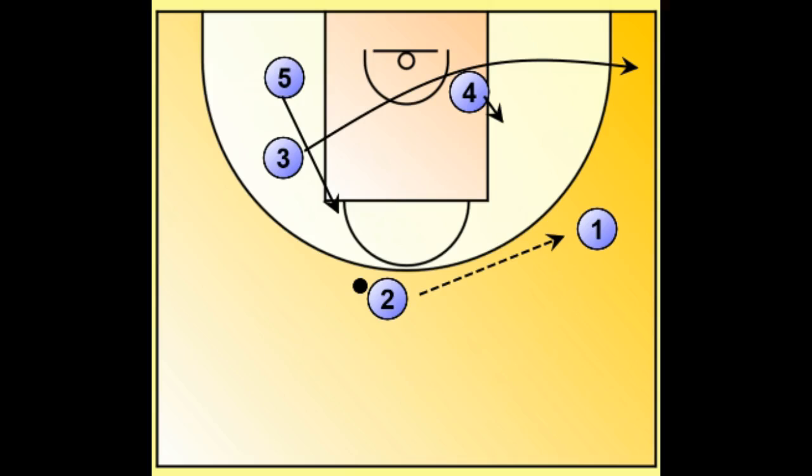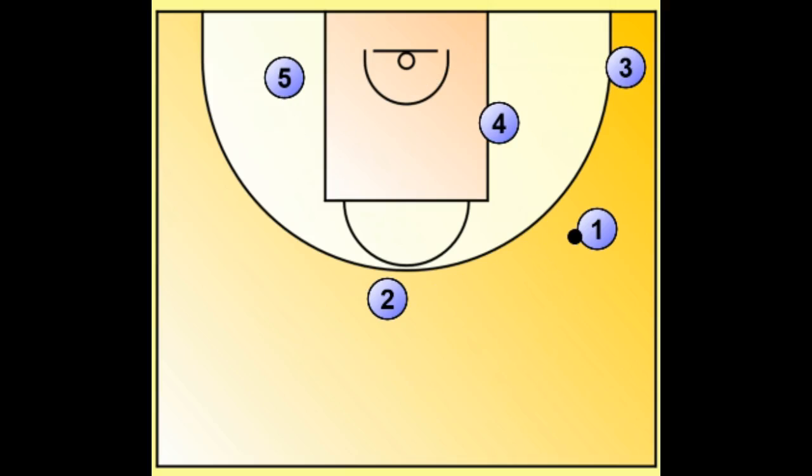So 2, make sure you look for your options there as well. Let's say 2 passes over to 1. 3 will then cut through the middle, through the lane. He can go low side, he can go high side. Here in this play, I have it going low side, but he can also go right through the middle. And maybe we'll get the pass right back into the middle of the lane if he's open. But he'll cut through all the way to the corner. 5 will flash up high. 4 will just stay there and post up.